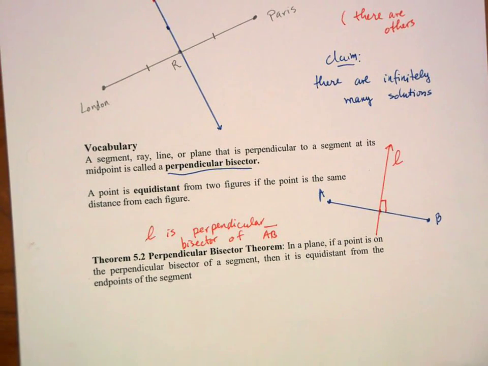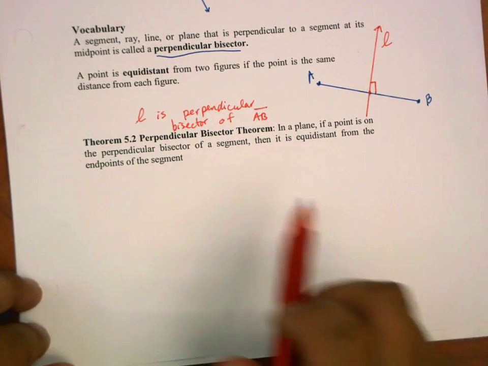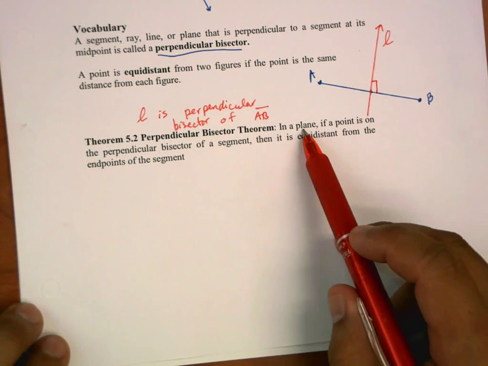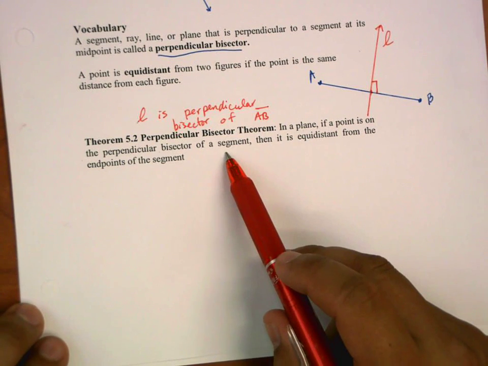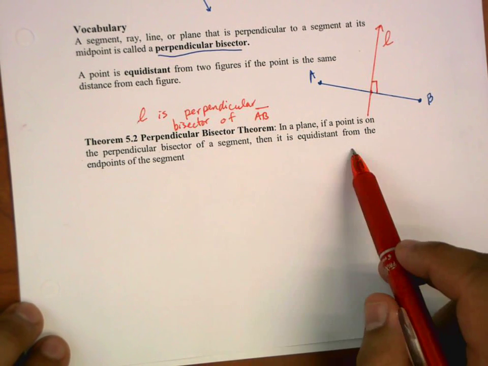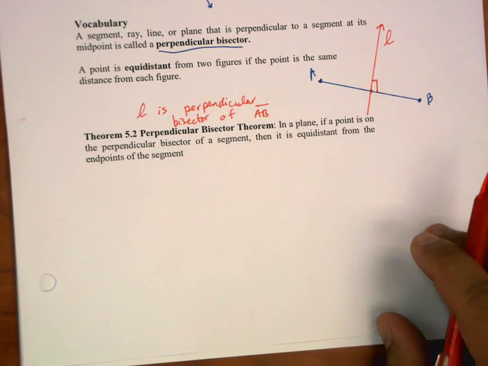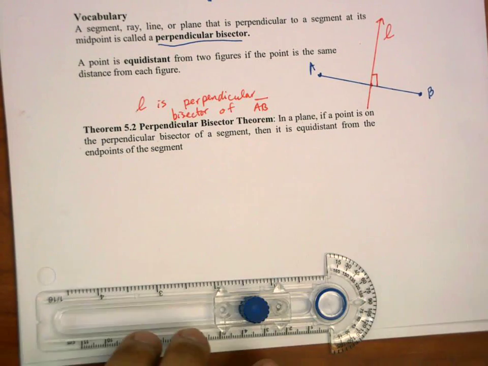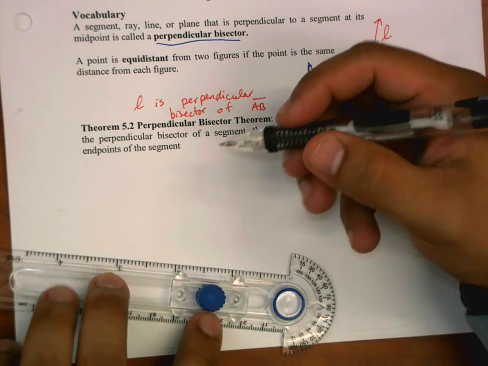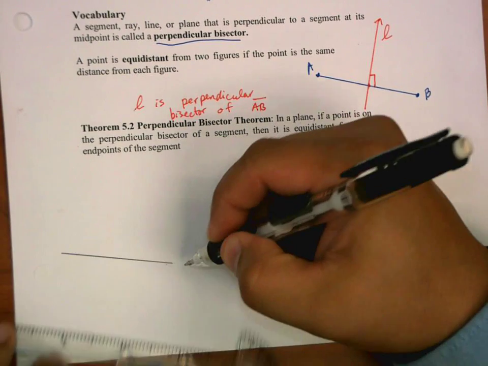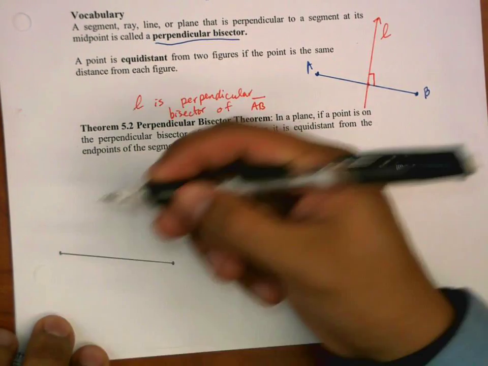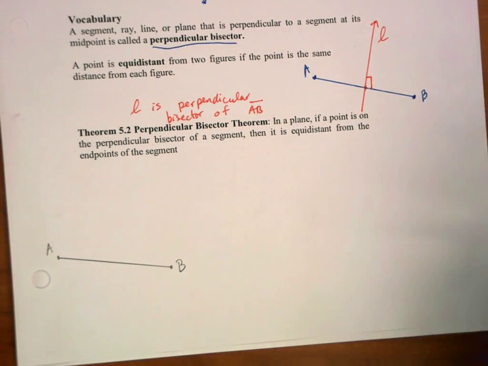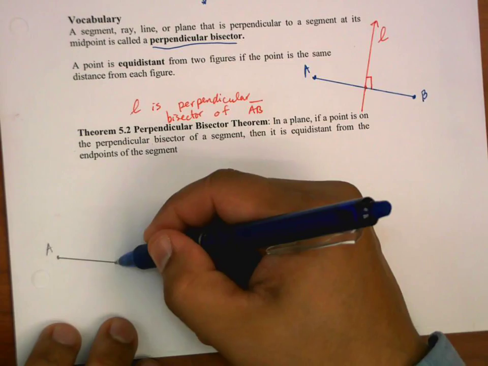Now let's move on and let's talk about a little theorem here, Theorem 5.2, the Perpendicular Bisector Theorem. In a plane, if a point is on the perpendicular bisector of a segment, then it is equidistant from the endpoints of the segment. So this just says, let's just redraw the segment here. Let's say I have a segment AB, and then I find its perpendicular bisector, which is in here somewhere.